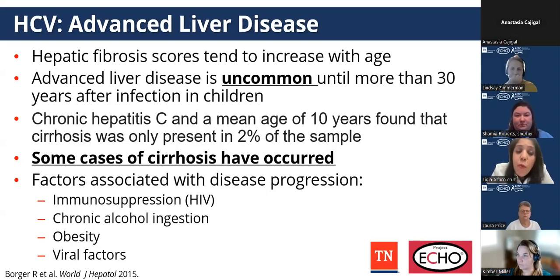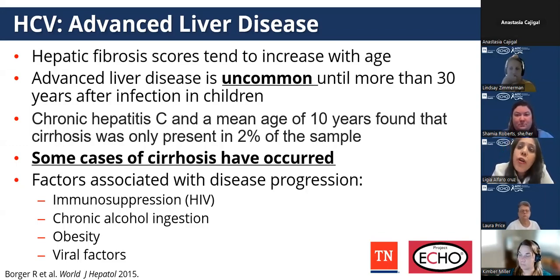Especially, we tend to see more obesity and fatty liver associated with other viral factors like co-infection with Hep B, HIV, or even in those kids who start actually ingesting alcohol at early ages. These can accelerate the disease progression. So that's something just to be mindful of.